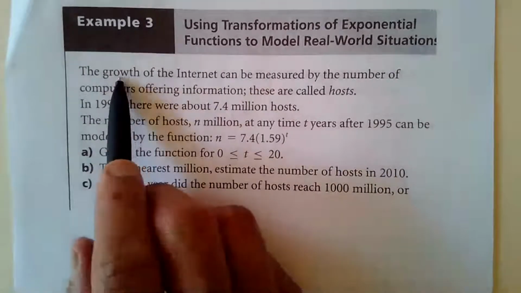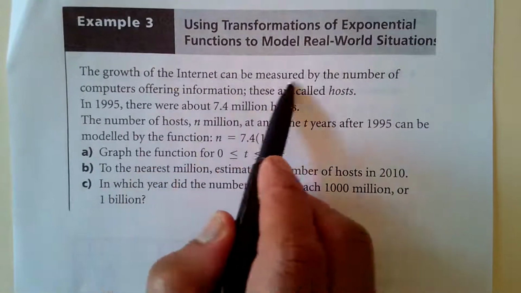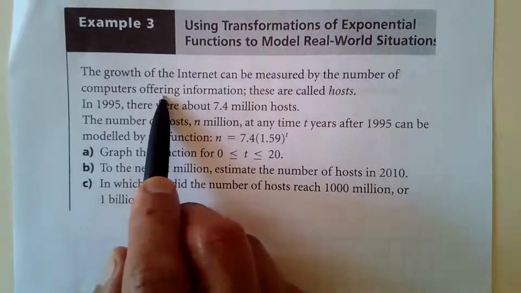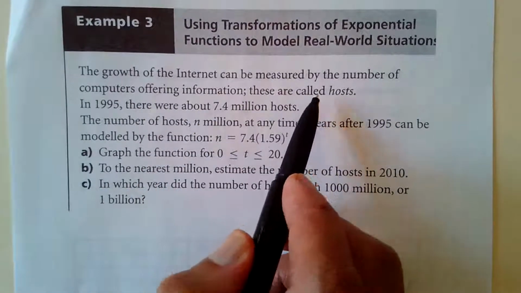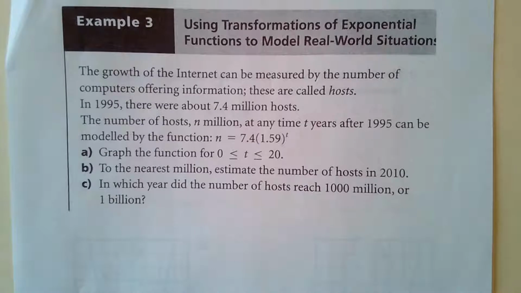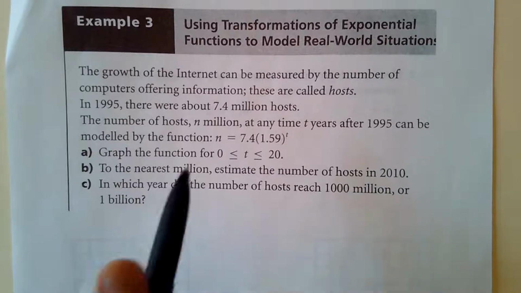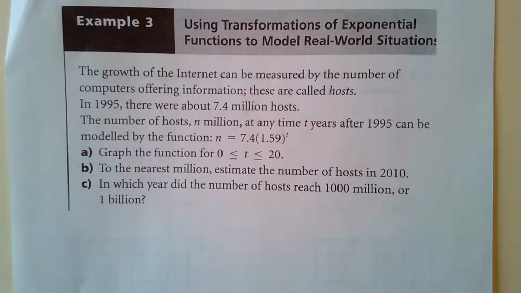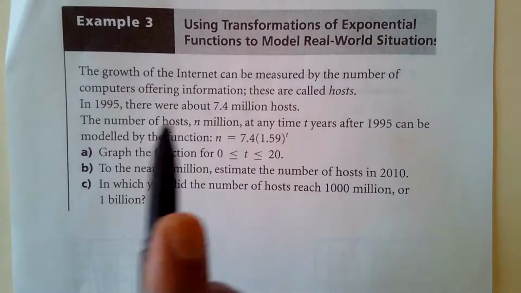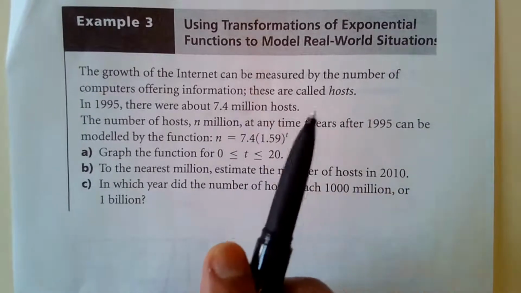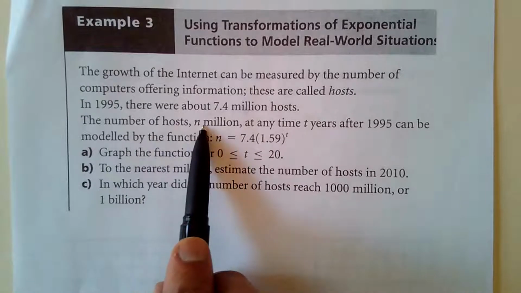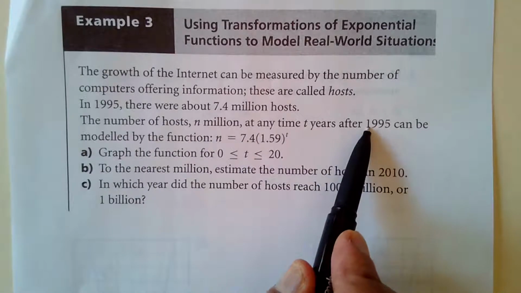So here we have the growth of the internet can be measured by the number of computers offering information. These are called hosts. In 1995, there were about 7.4 million hosts. Now, the numbers are astronomical today, but this was almost the infancy of the internet. So 7.4 million hosts.